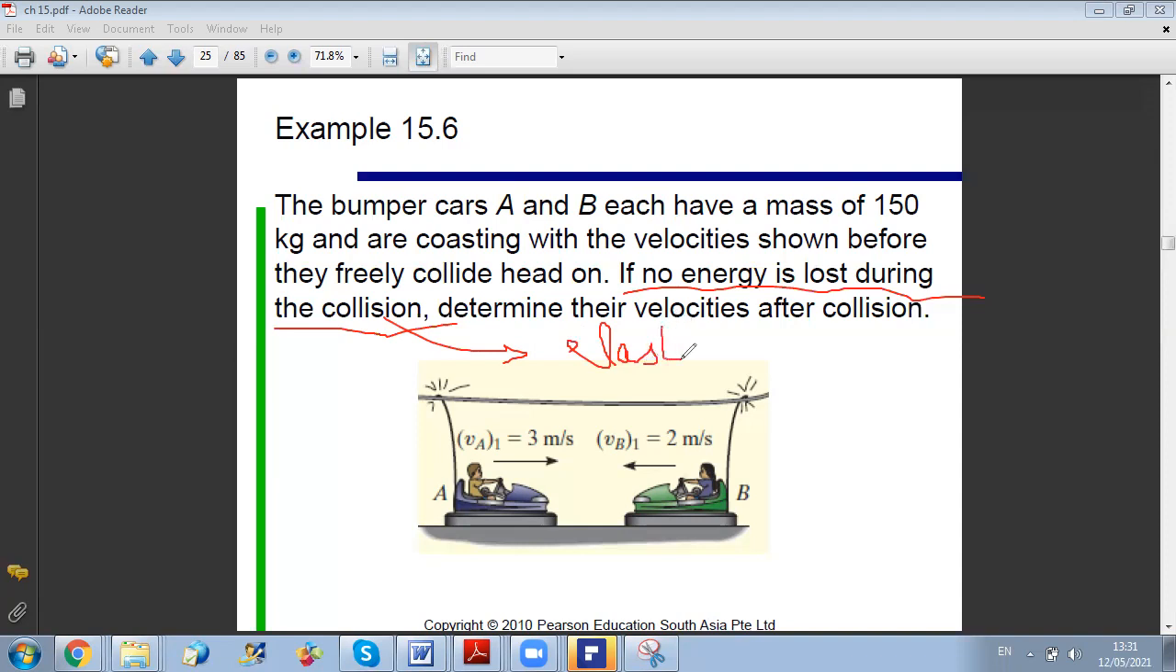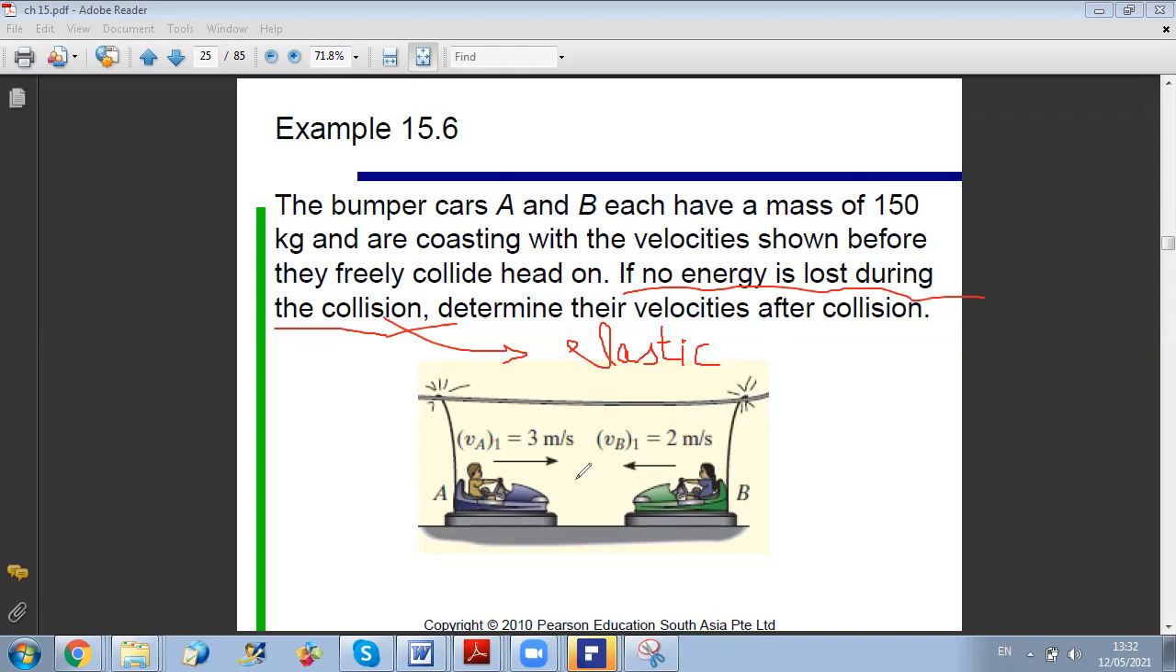Okay. So no loss of energy means what? How can we translate it into an equation? This sentence gives you an equation. What is the equation? What type of energy do you have here for A and B when they are moving? Kinetic. Kinetic energy, exactly.